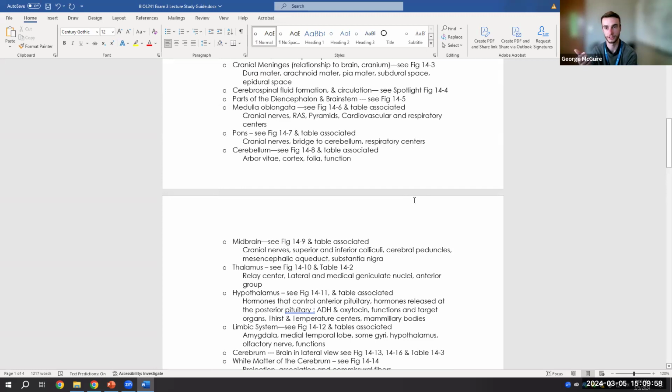Location, like being able to identify these different structures from an image: the medulla oblongata, the pons, the midbrain, thalamus, hypothalamus, cerebellum, cortex. That should really be all as far as labeling: frontal lobe, parietal lobe, temporal lobe, occipital lobe. I won't ask you to label the limbic system. Most of the identifying stuff we also go over in lab too.